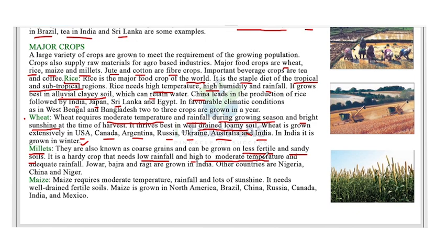Sometimes it needs adequate rainfall. So it's a hardy crop that needs low rainfall, high to moderate temperature and adequate rainfall. Now, jowar, bajra and ragi are grown in India. Other countries are Nigeria, China and Niger.